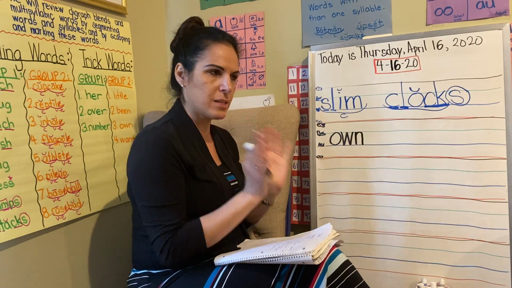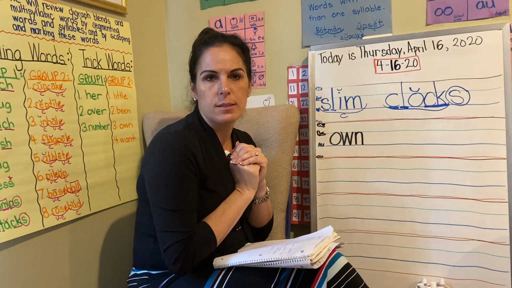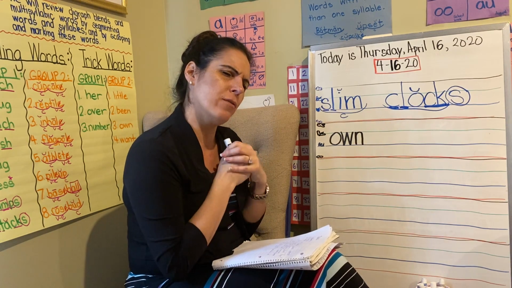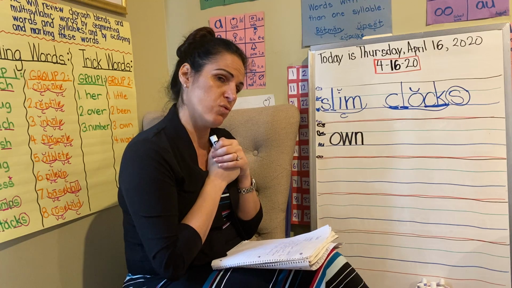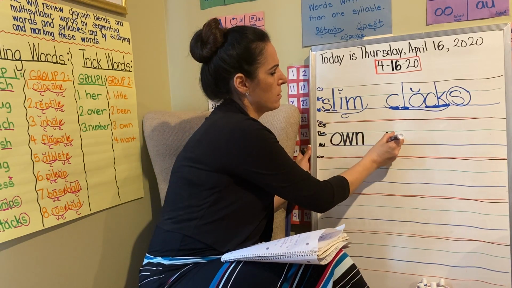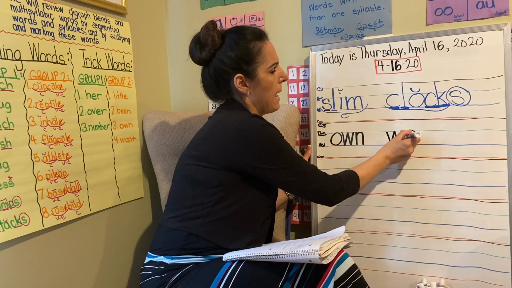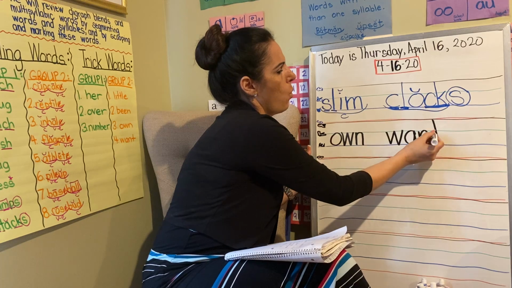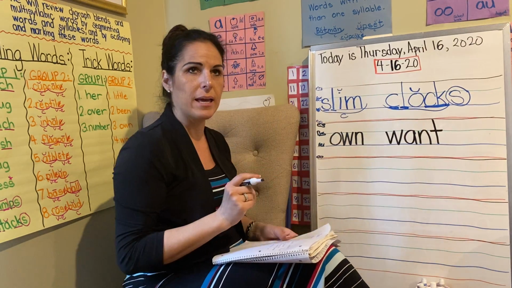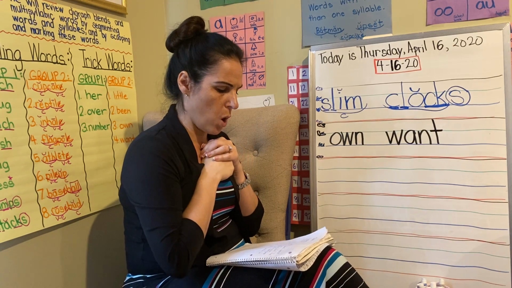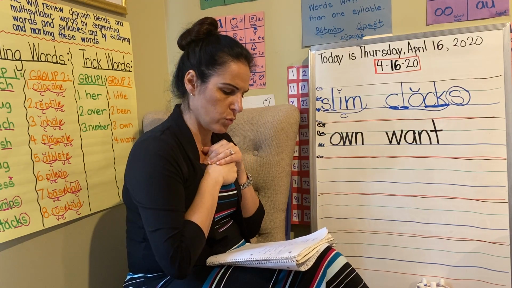My snuggle puppy belongs to me. I own it. It belongs to me. Own. Then our second word is want. Want. It sounds like it should have an O sound in it, but it's very tricky. It does not. It actually has an A. Want. W-A-N-T. Want. So go ahead and write those words, own and want. Then we are going to write a sentence.